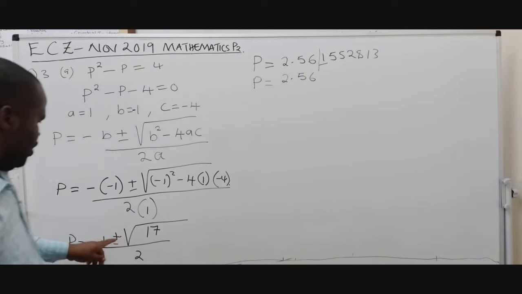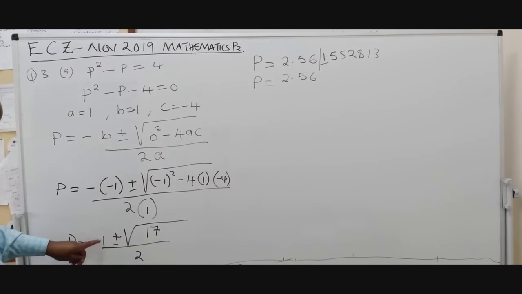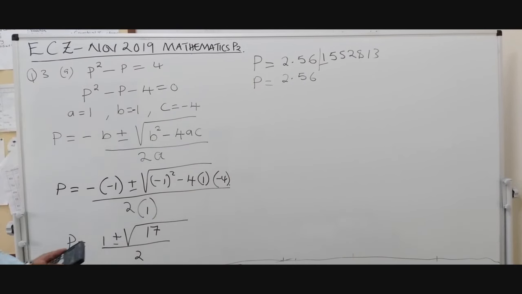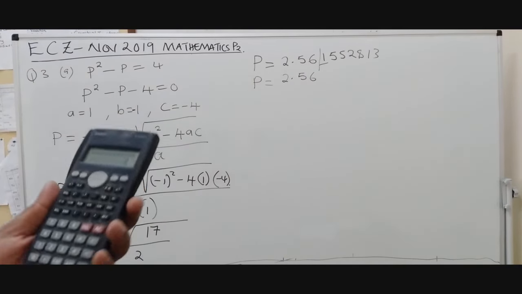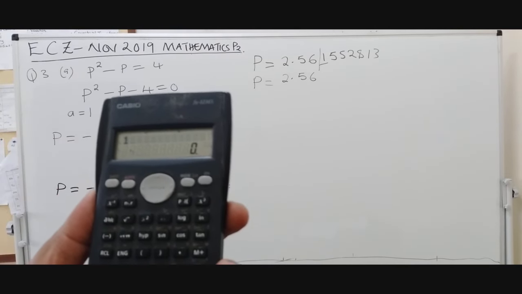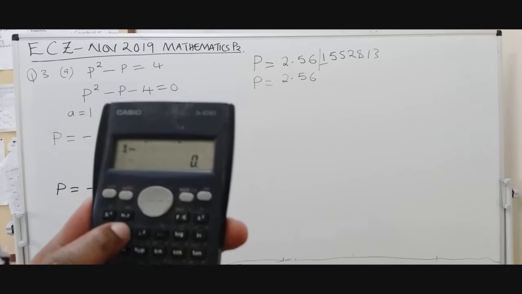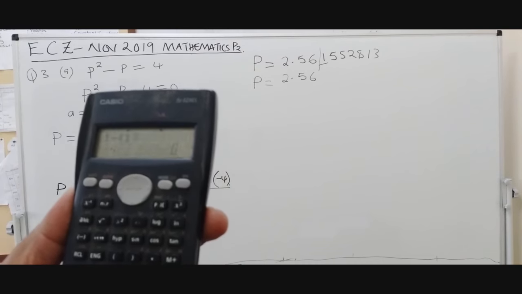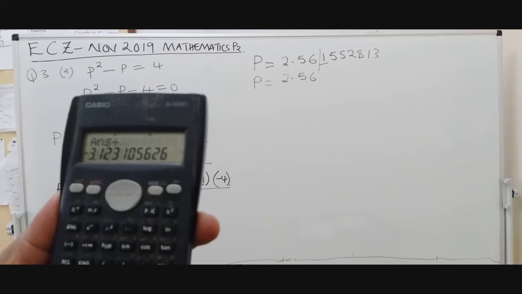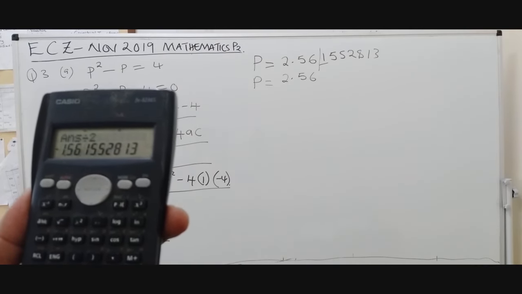What did I use? I used a plus. Thereafter, you come and pick a minus: 1 minus the square root of 17 over 2. Again, I'll show it to you. You place 1 on your calculator, minus the square root of 17. You say equals, that's the answer. Divide this number directly by 2. What do you get? You get negative 1.56.